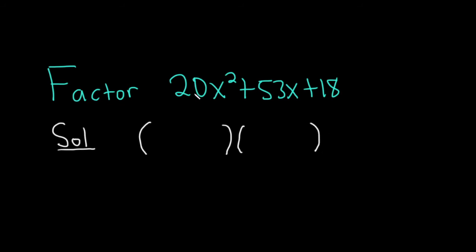As far as the 20, you can do 1 times 20, but that's kind of weird. Let's do 4 times 5. So 4x, 5x. That's a good first start because 4x times 5x is 20x squared. And then we need two numbers that multiply to 18. So 1 and 18 works, but it's not very common. Usually it's like 2 and 9 or 3 and 6. Let's try 2 and 9 first. So I'll put a 2 here and I'll put a 9 here. One thing that's nice about this problem is that everything's positive. So let's try this and see if it works.